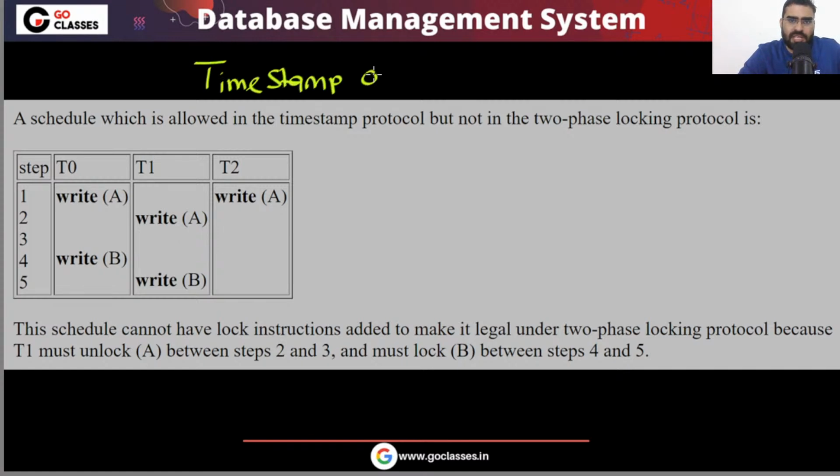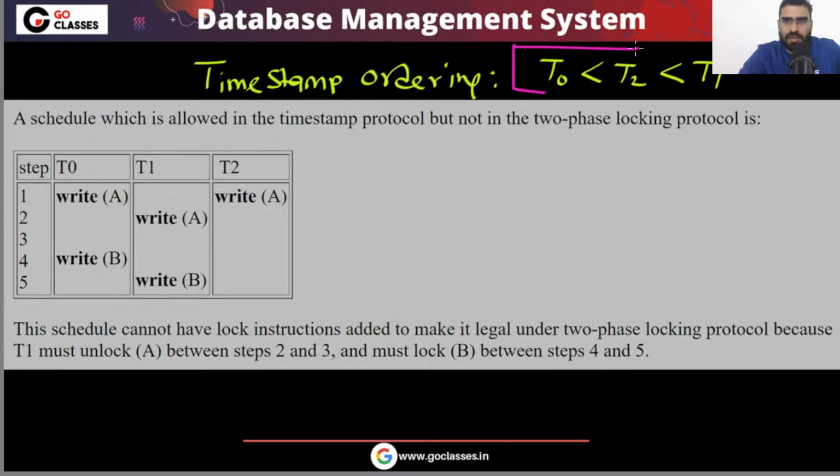Consider this timestamp ordering that you have T0, then T2, and then T1. Okay, consider this timestamp ordering, T0, then T2, then T1. So this is your timestamp ordering. So basically I can write it. You can just check it. Just give me a second.